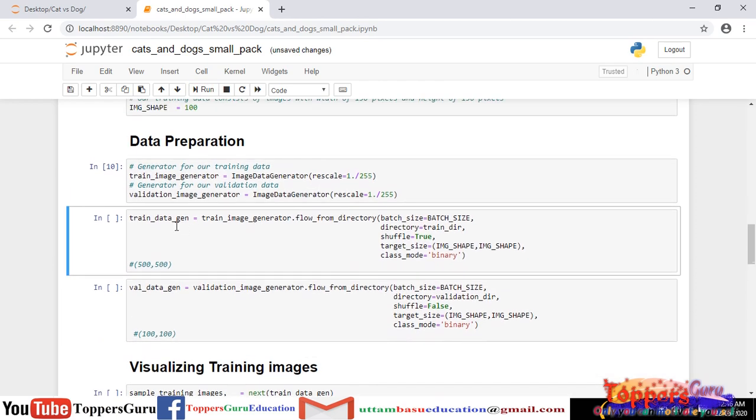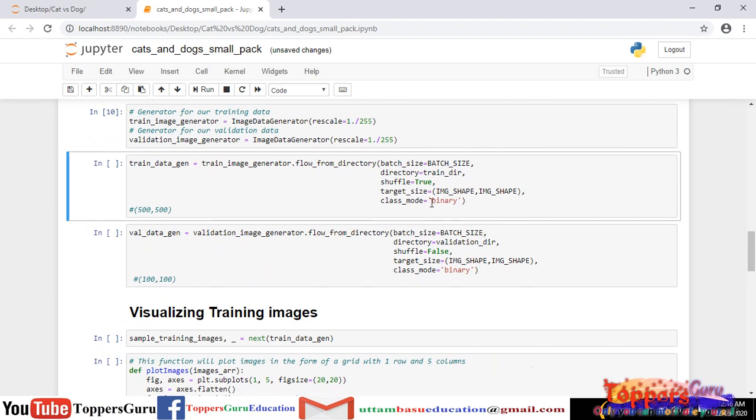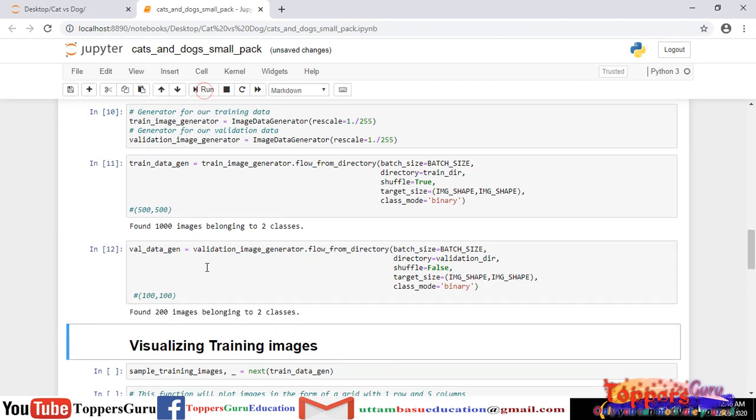So now I will train. Now you will generate train data in the train data image generator. Using the image generator, I declare here the batch size. Already I have defined 10, then the target size and class mode binary. Here I have taken the class mode binary because I have only two types of image, cats or dogs. That's why I am taking binary classification. Similar for the train dataset, do the same for the validation dataset.